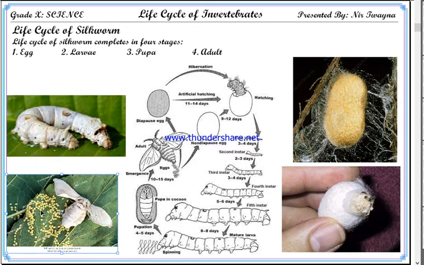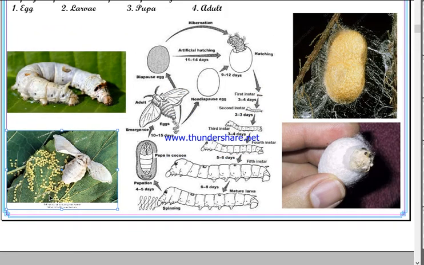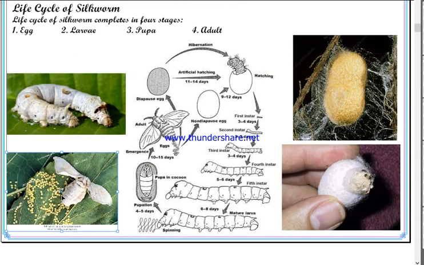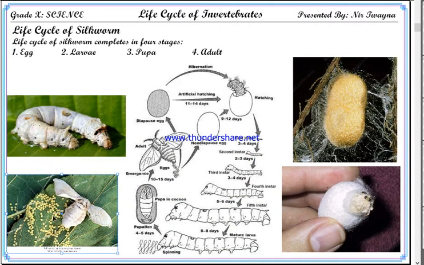Silkworm lays around 300 eggs on the surface of mulberry leaves. To prevent the eggs from falling down, they release a gelatinous substance onto the leaf. Because of that, the egg keeps on attached to the leaf.